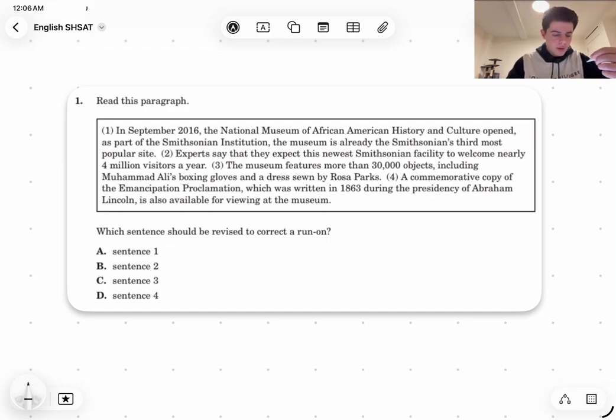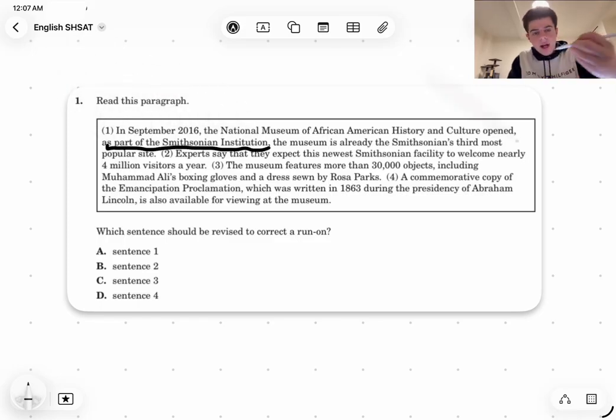So let's just look at all the sentences. Sentence 1. In September 2016, the National Museum of African American History and Culture opened as part of the Smithsonian Institution. So if we look at this, right, in September 2016, the National Museum of African American History and Culture opened as part of the Smithsonian Institution, right? This is kind of just reading it out loud, right? It sounds a little unnatural, right? The National Museum of African American History and Culture opened as part of the Smithsonian Institution, right? The museum is already the Smithsonian's third most popular site.